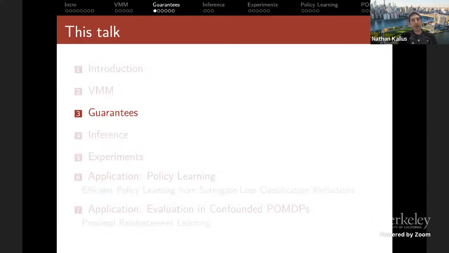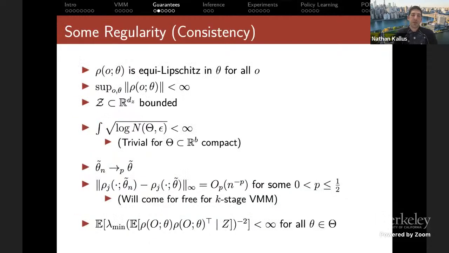But let me tell you about something that is kind of more special or maybe a bit newer, beyond just smooth game optimization, which is: what are the statistical guarantees that we can give about this approach? Okay, so let me start with consistency. And of course, we're going to need some regularity.